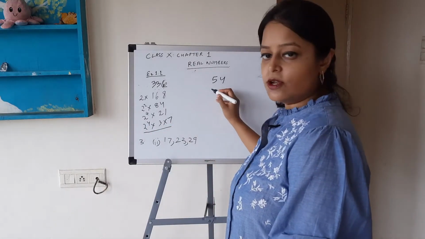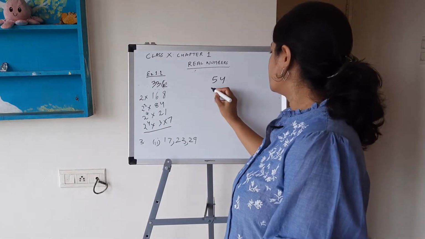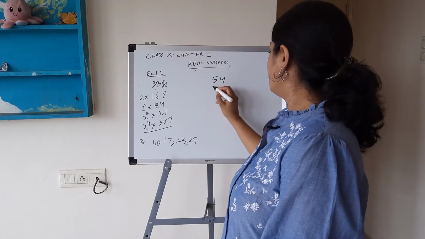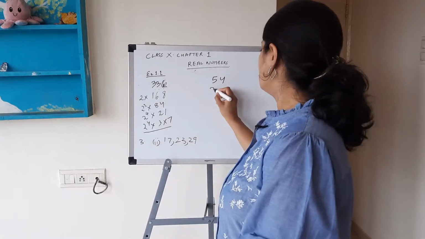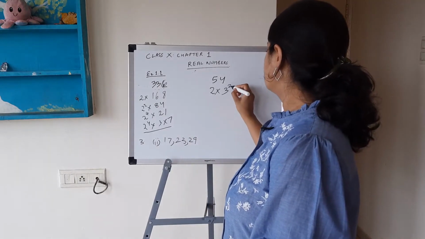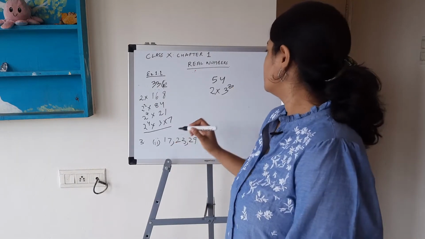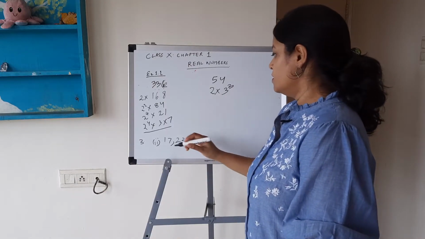54 we know is 6 into 9. So we can just mention here, 54 is what? It is 6 into 9, right? So it's 2 into 3 square. I think 3 cube actually. 2 into 3 cube.